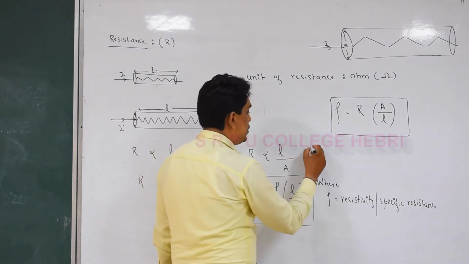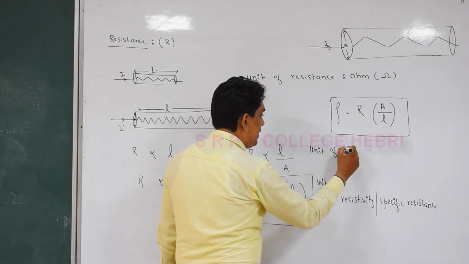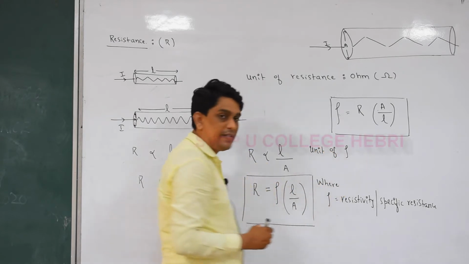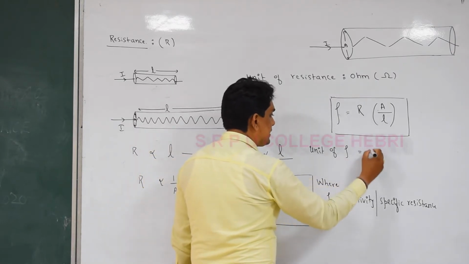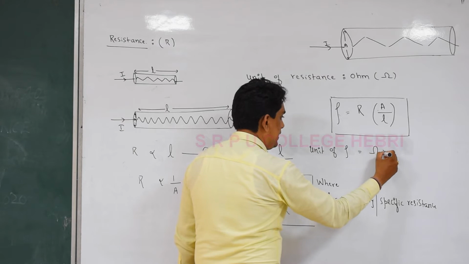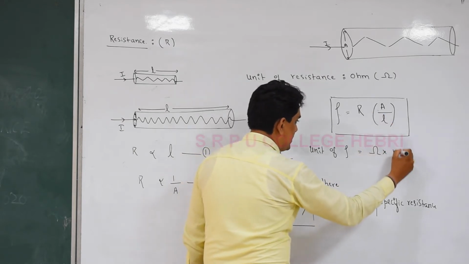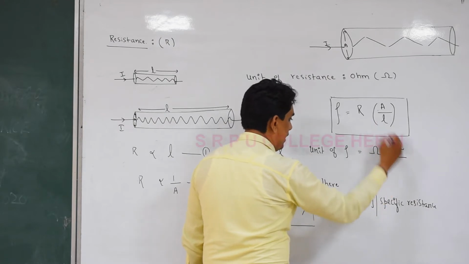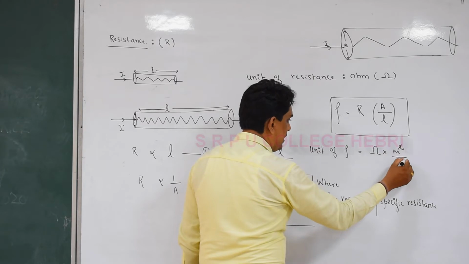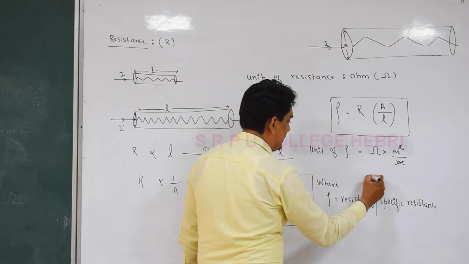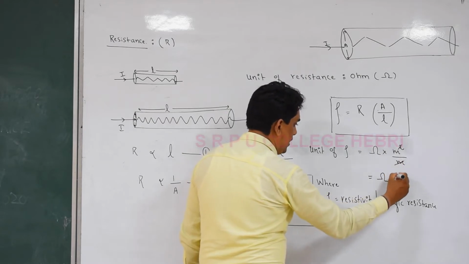Now I want to know what is the unit of rho, which is called resistivity or specific resistance. So everybody see this. Resistance is ohm, area, length into breadth, meter into meter is meter square, and length here is meter. You can see that one meter and one meter will get cancelled. What is left is ohm, and in the numerator meter.